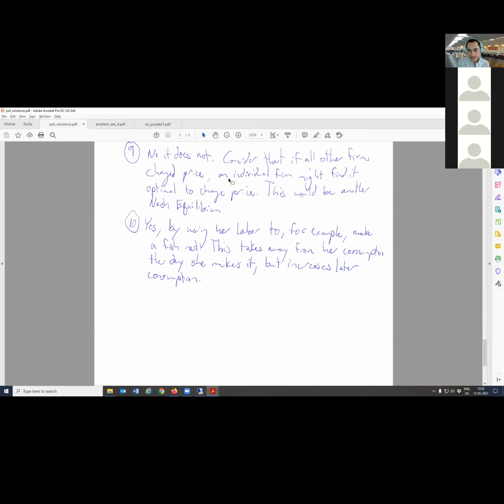So yes, by using her labor to, for example, make a fishing net, this takes away from her consumption the day she makes it, but increases later consumption, right? Which is a way of saving. You take away consumption from today, and then you get more consumption tomorrow. Okay, so that's saving in the macroeconomic sense. So even though there's no stocks or bonds, she can't do financial investment. She can make investments in a macroeconomic sense.